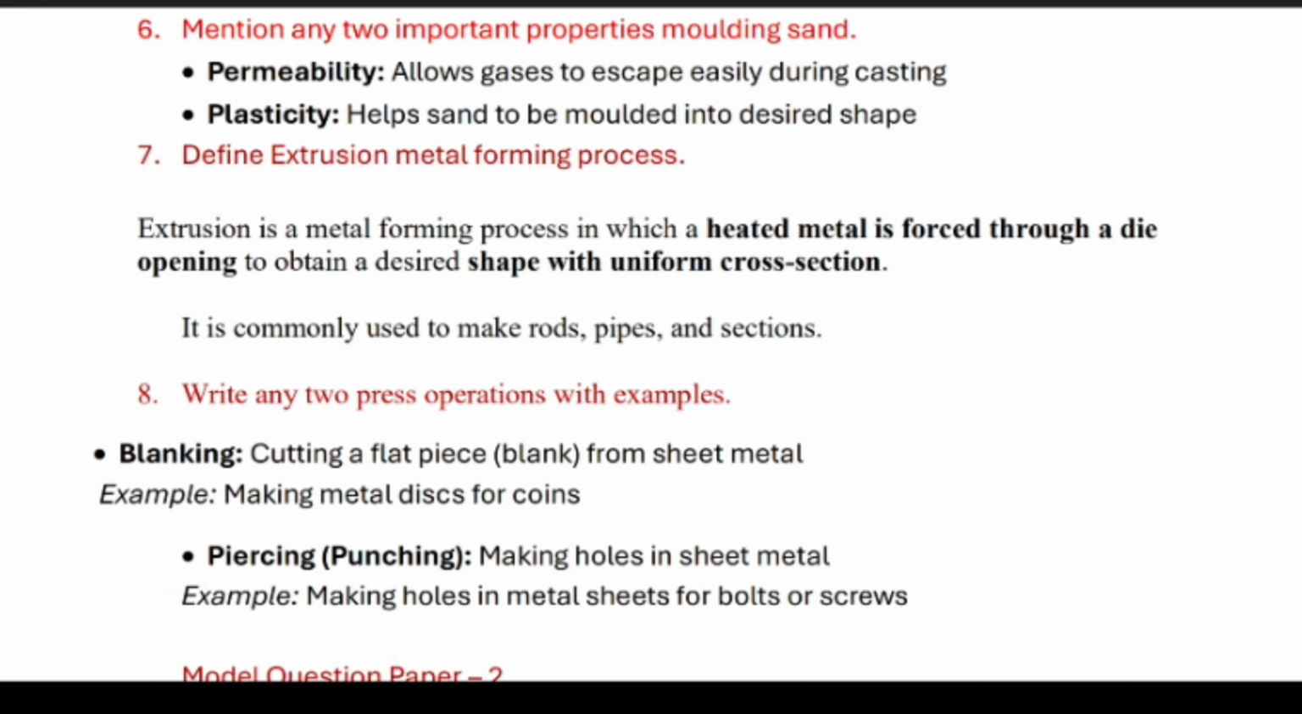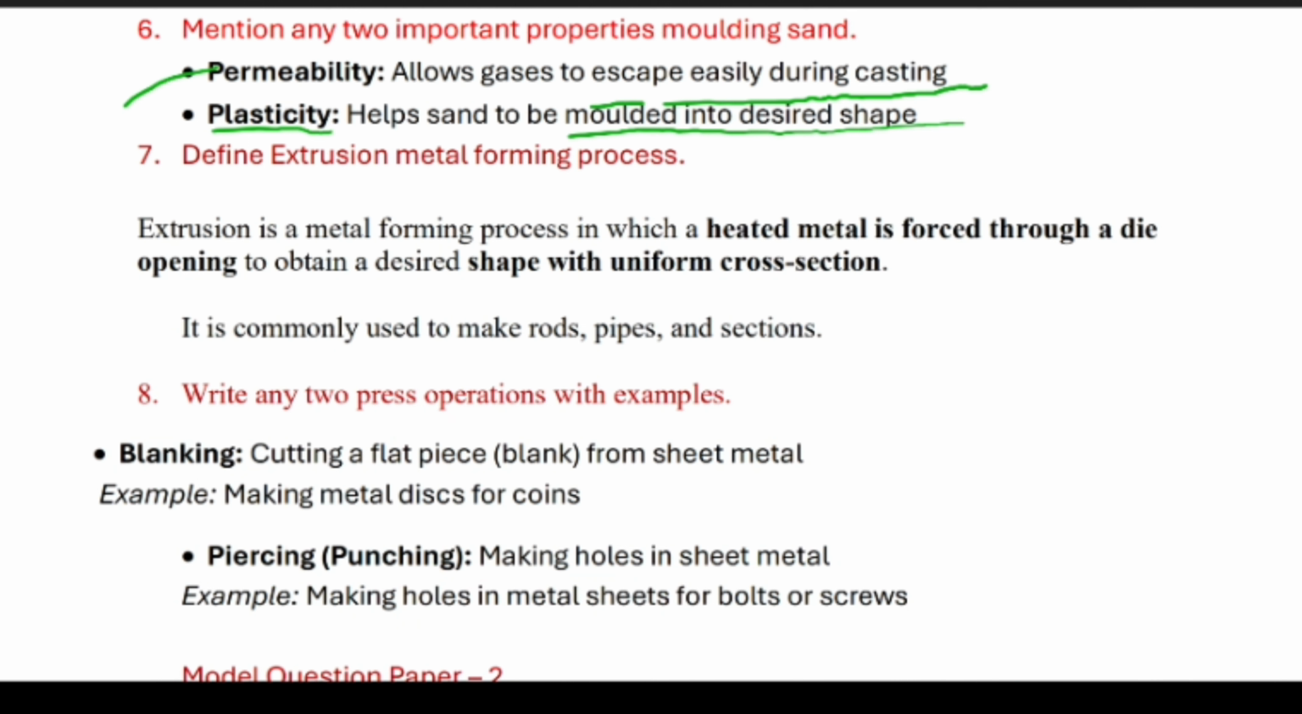Next is: mention any two important properties of molding sand. One is permeability, which means allowing gases to escape easily during the casting process. Next is plasticity, which helps the sand to mold into a desirable shape. These are important properties of molding sand.